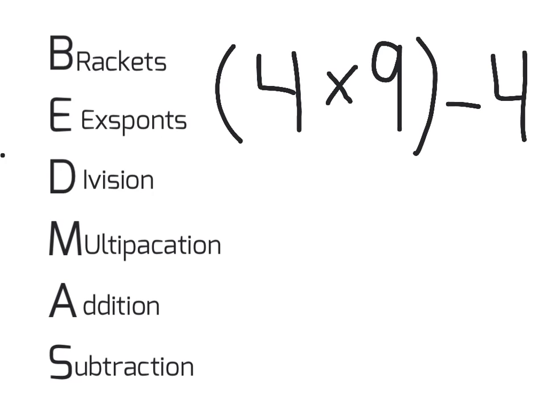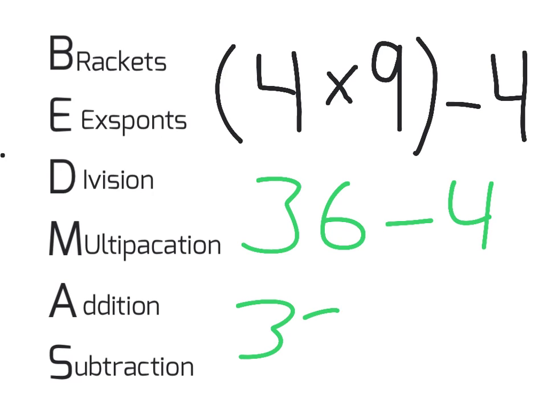Addition, we don't have it. Subtraction, we do. So first, now we're going to do the question. 4 times 9 is 36. 36 minus 4 is 32. Now, that is the answer, 32.